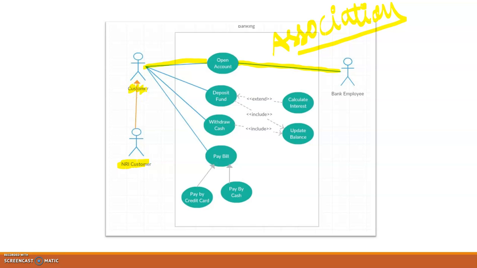Well, this is the customer, but this is NRI customer, and here we have a normal customer. So we can say that it's a generalization, right? Generalization means customer can be of any type, but overall he or she is the customer. So we call it generalization, and this is the symbol, like you can draw this way, generalization, right? So two types of relationship you can see, right?